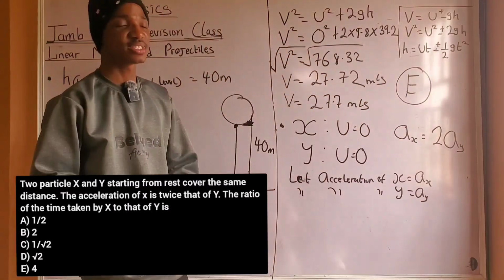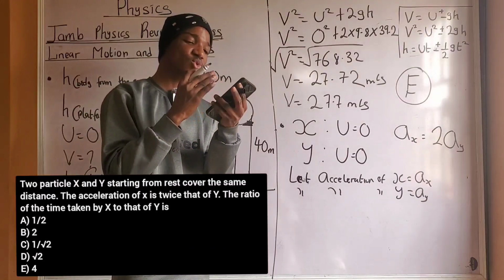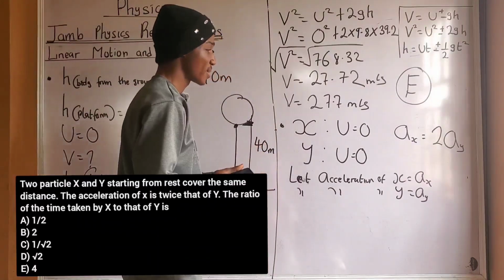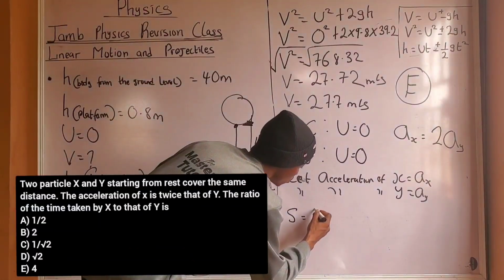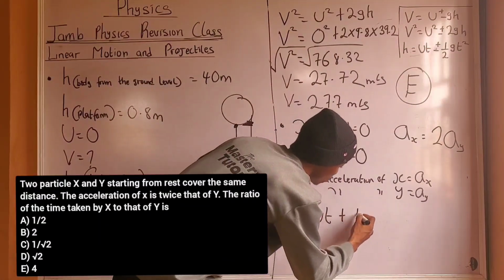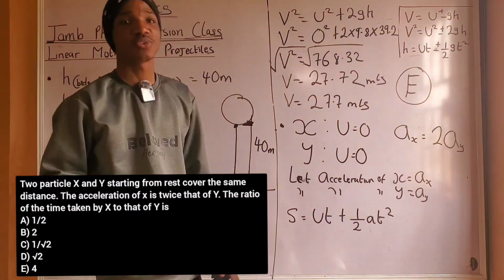Now, we are asked to calculate the ratio of their time taken, the time taken by X to that of Y. Now, listen. From the equation of motion, S equals UT plus 1/2 AT squared. Do you know the reason why we are going to make use of this equation?